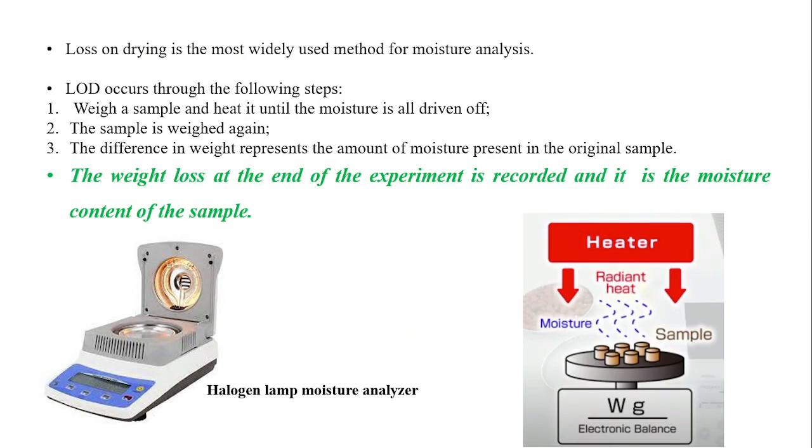It occurs in three steps. First of all, the sample weight is measured and the heat is applied to it until all the moisture is driven off. At the end, the sample is weighed again, and then the difference between these two is calculated to determine the moisture content. The weight loss at the end of the experiment is recorded, and it is the moisture content of the sample. Here you can see the diagrams of the moisture analyzer.